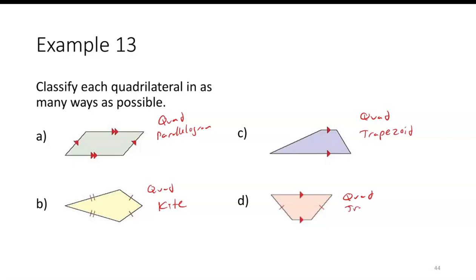Part D is also a trapezoid, but you can see that the left side and right side are congruent. So this is going to be an isosceles trapezoid.